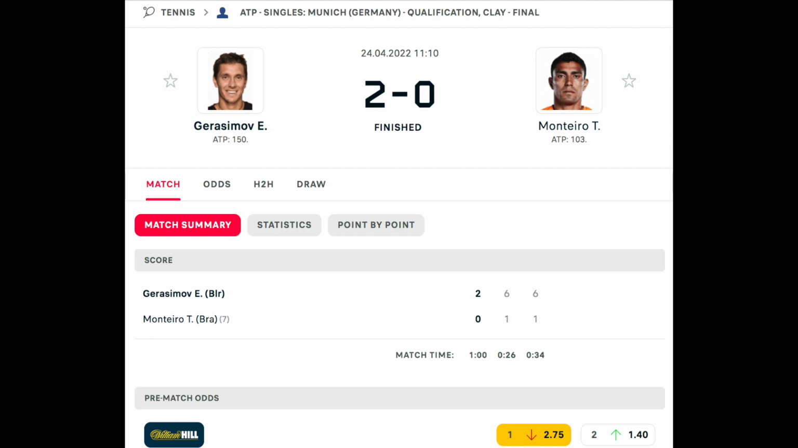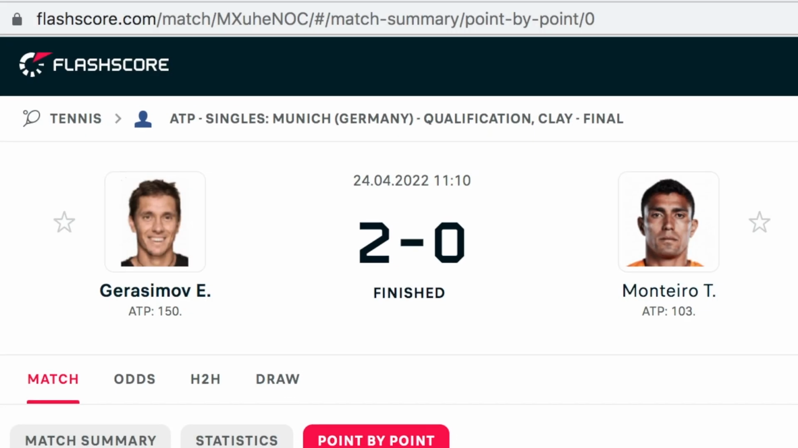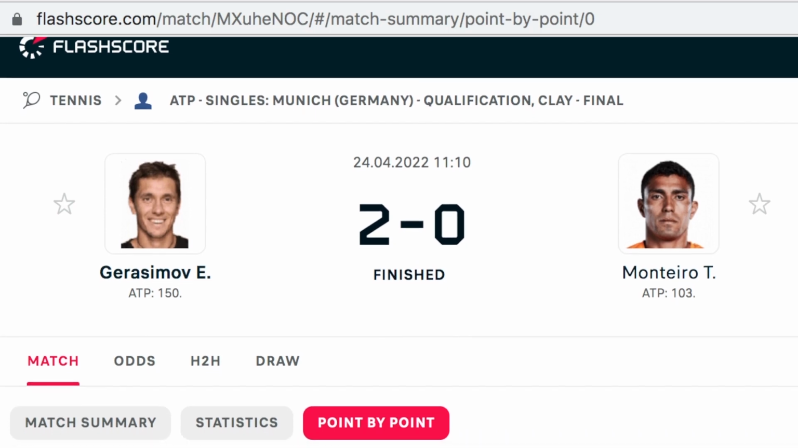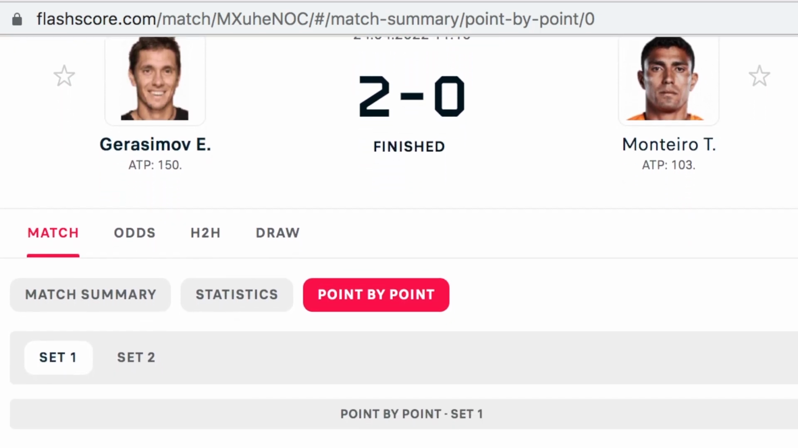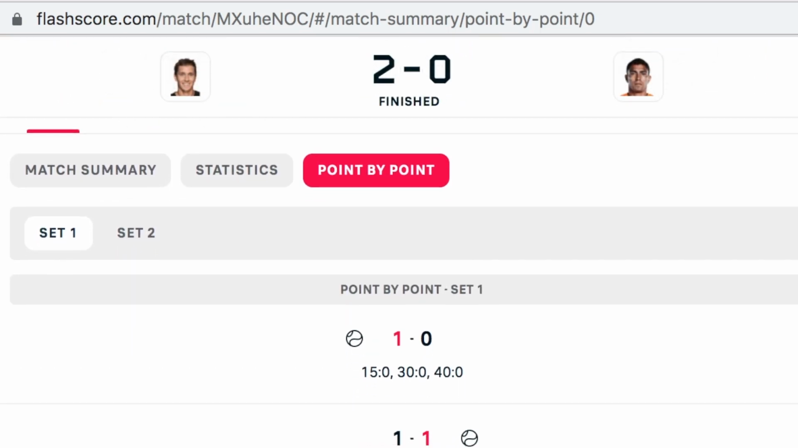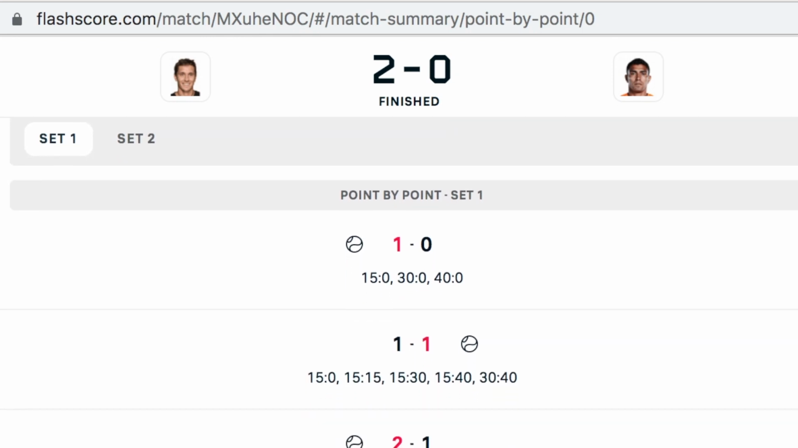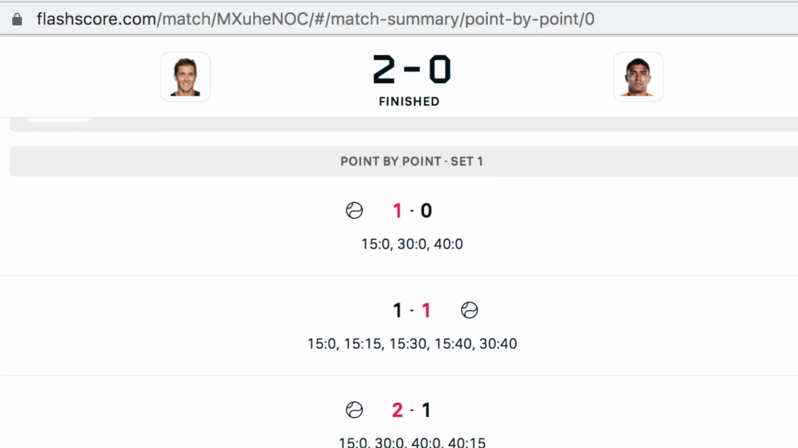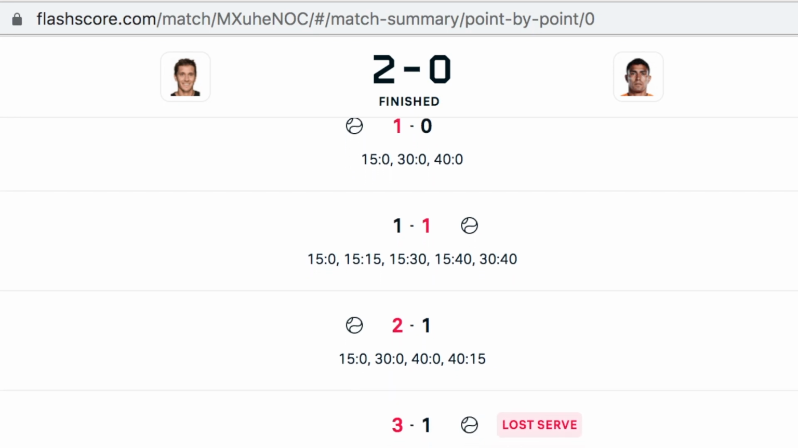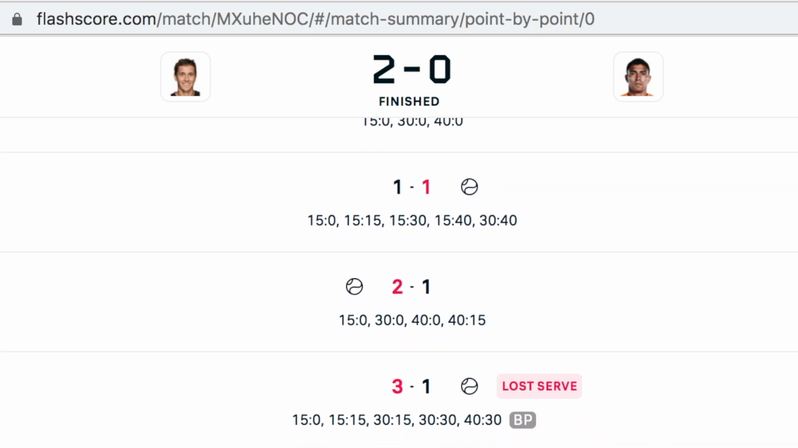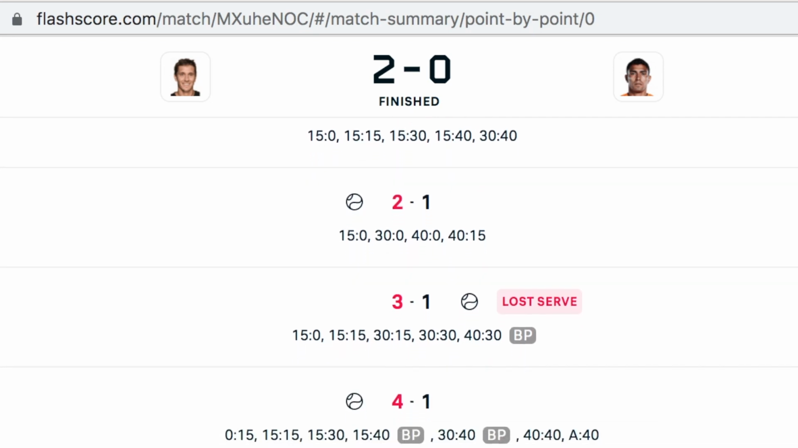You need to know what has gone on in this first set. So the first thing to look at before looking at the stats is how the points have been won and lost by simply looking at the scoring. Now we can see here that in the first service game of the first set, Gerasimov held quite comfortably. 15 love, 30 love, 40 love. In Montero's first service game, he also held, but there was a little bit more of a challenge here. He got to 30-40 and then won his service game from there.